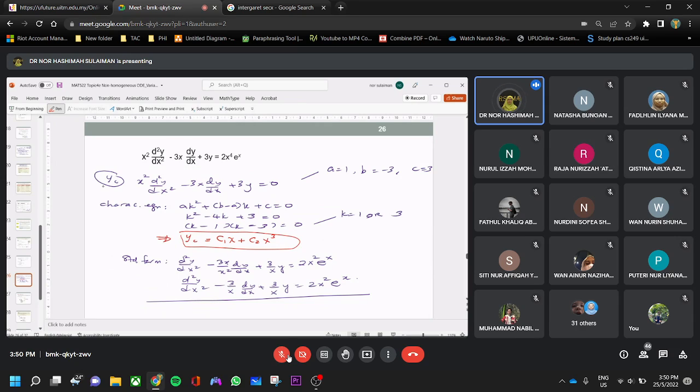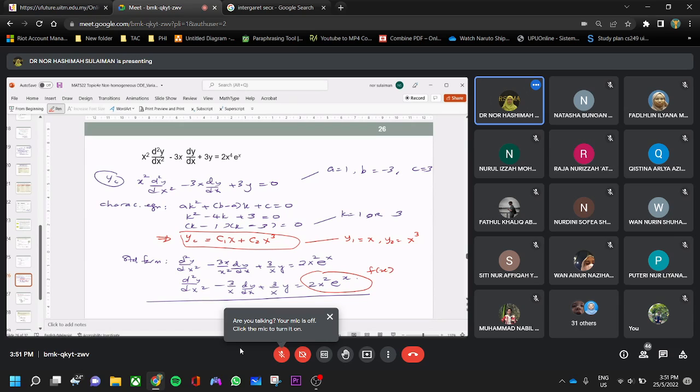Okay, so kita dapatlah daripada sini, nak guna variation of parameter kan. Y1 sama dengan x, Y2 sama dengan x kuasa 3. Daripada standard form ni kita boleh identify kita punya f of x. So this is our f of x. Yang penting ni 3 ni: Y1, Y2 and f of x.